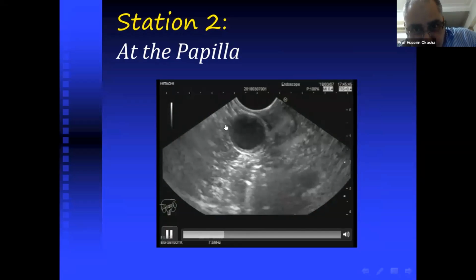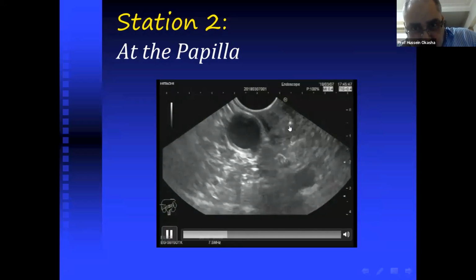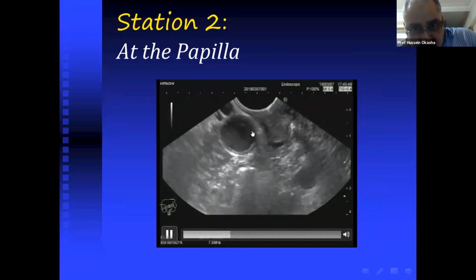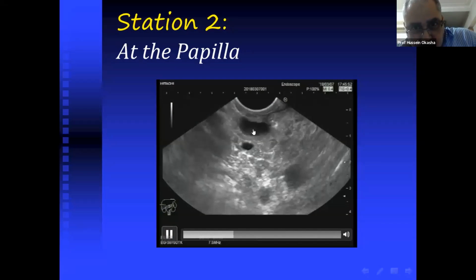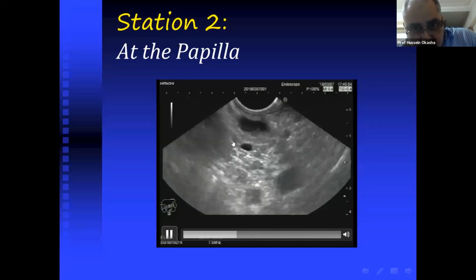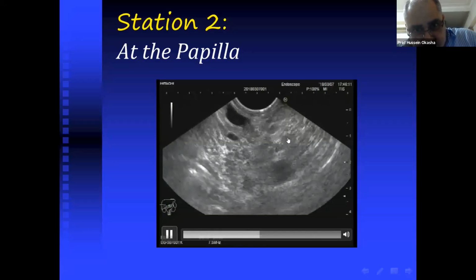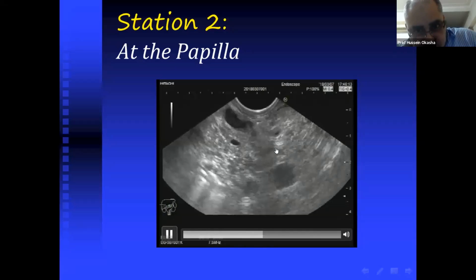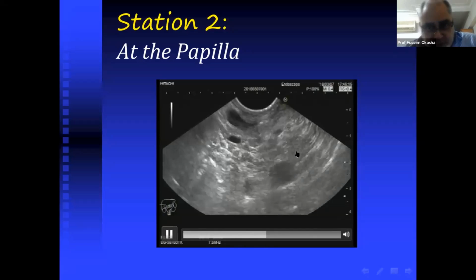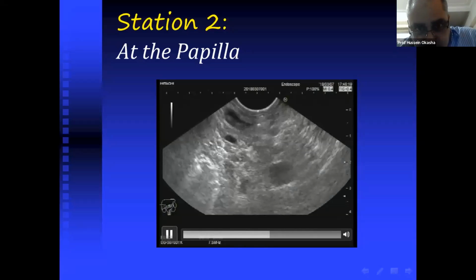Station 2: abdominal aorta, lumen of the second part of the duodenum, papillary region, common bile duct near to the echo endoscope, and the pancreatic duct away from the echo endoscope. And I can measure it carefully. The maximum diameter of the common bile duct should not exceed 7 or 8 millimeters. And the maximum diameter of the pancreatic duct is 3 millimeters in the head region, 2 millimeters in the body region, and 1 millimeter in the tail region.